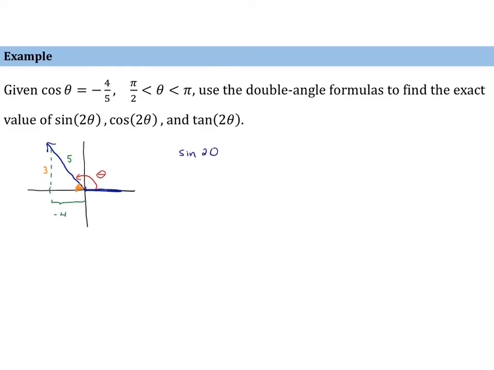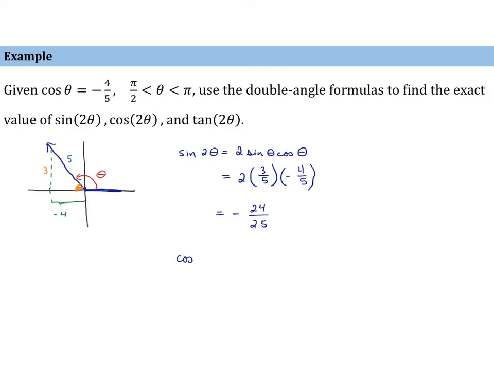Sine of 2 theta is 2 times the sine of theta, cosine of theta. Again, we don't have information about 2 theta. Our picture is about theta. So 2 times, now what's the sine of theta? According to our picture, it will be 3 over 5. And cosine of theta was given to be negative 4 over 5, or we can see that in our picture as well. And we obtain negative 24/25.